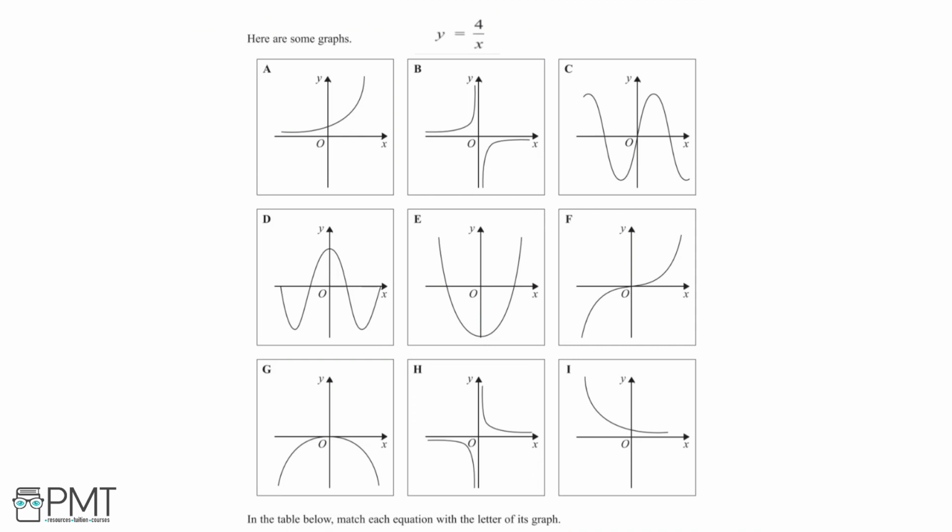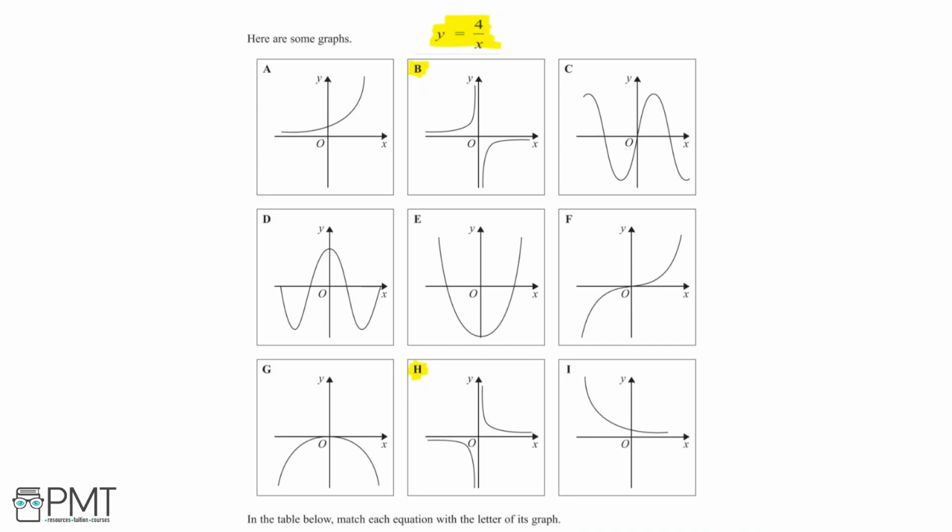And finally, the last equation in our table is y equals 4 over x, and so this is a reciprocal graph. We need to see which of the examples below represent a reciprocal graph. So now looking at the examples, we can see that graph B and graph H are both examples of reciprocal graphs. But now how can we tell which one is y equals 4 over x?